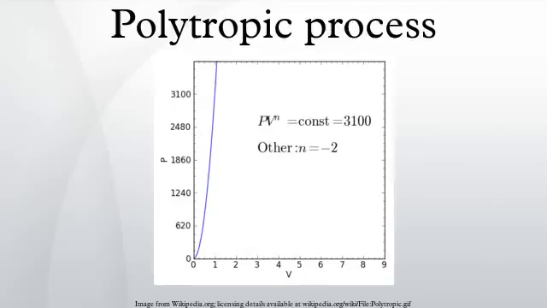A polytropic process is a thermodynamic process that obeys the relation PV^n = C, where P is the pressure, V is specific volume, n is the polytropic index, and C is a constant. All processes that can be expressed as a pressure and volume product are polytropic processes. Some of those processes are unique.